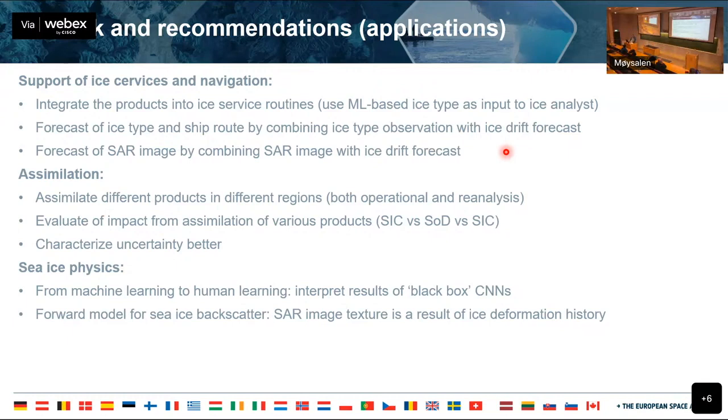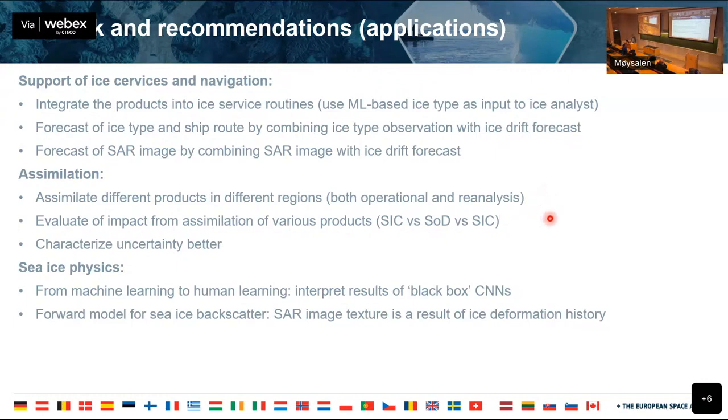But of course, we need to create this SAR image very accurately, accounting for divergence and convergence, so that it's not just a smooth image, but it is realistic. And for that, we need a good forward model that can predict backscatter, ice backscatter. And then the products should be assimilated into models for operational purposes and for reanalysis for climate research.